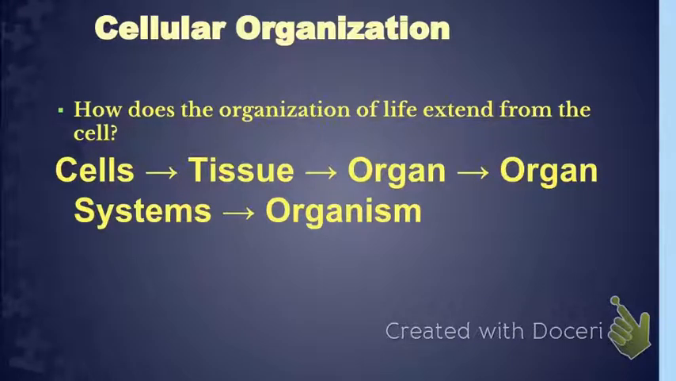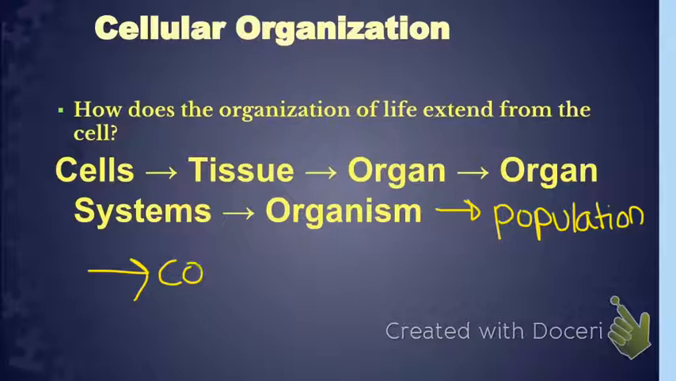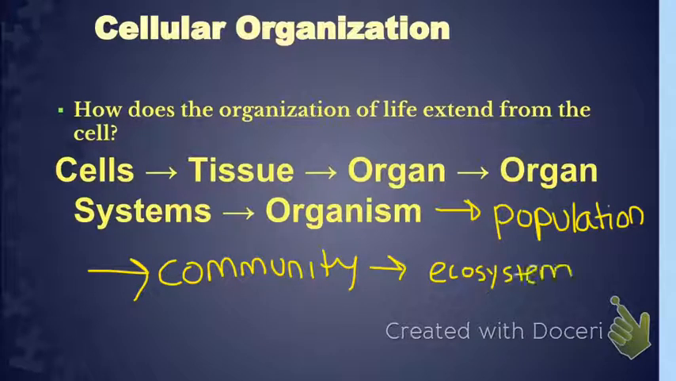So how does the organization of life extend from the cell? So we go from a cell to a tissue, to an organ system, and then to an organism. From that organism, we then have a population. The population becomes a community, and the community becomes an ecosystem. So this whole set right here, from cell to ecosystem, is the organization of life.